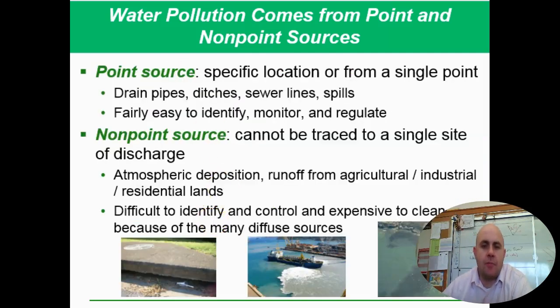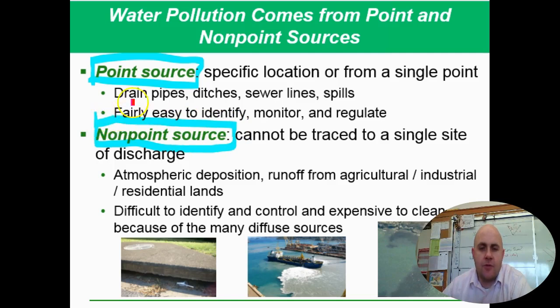And then when we talk about polluting of water, polluting can come in two forms, which we talked about at the beginning of the year: point source and non-point source. Point source is when the pollution is coming from a specific location, a single point. So a drain pipe, a certain ditch, a sewer line, spills, are all examples of point sources. Sometimes they get the headlines, but in reality, they're fairly easy to identify, monitor, and regulate. So they're easy to get our heads around, for the most part.